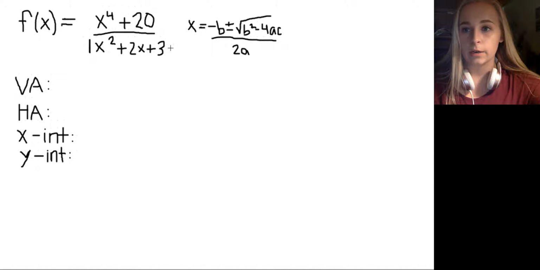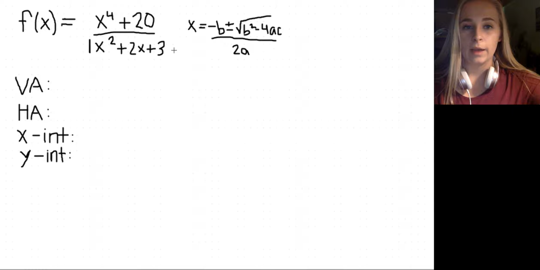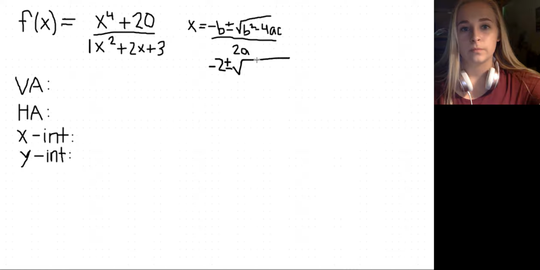So we take our denominator and set it equal to 0, and then we factor it to see if there's any vertical asymptotes, but we can tell that we cannot factor this, so we'll have to plug it into our quadratic formula. So to do that, I will take negative 2 plus or minus the square root of 2 squared minus 4 times 1 and then times 3.